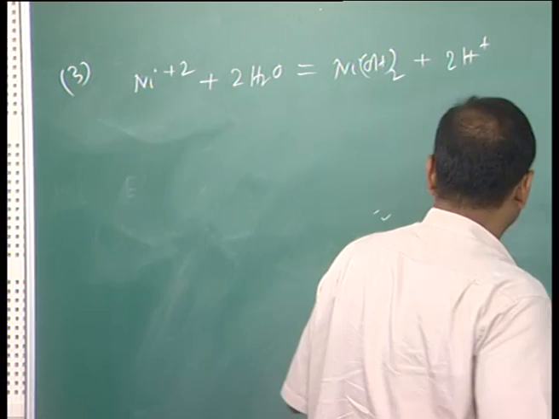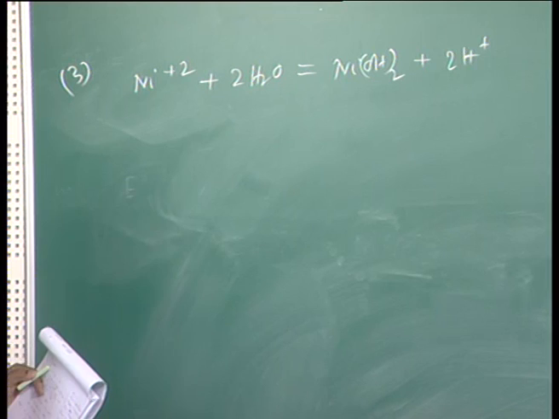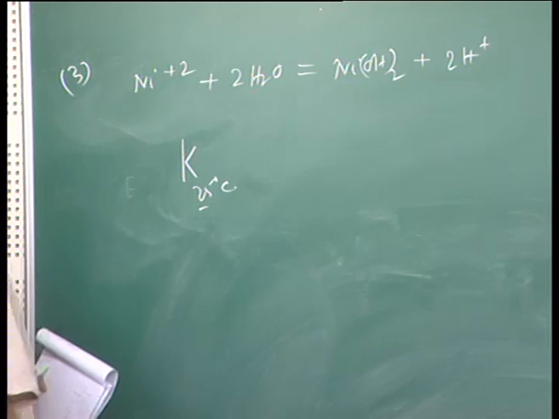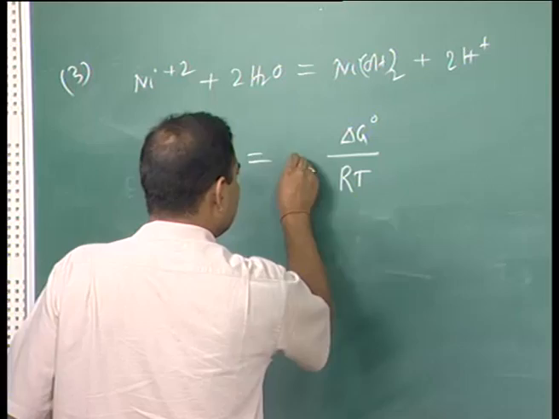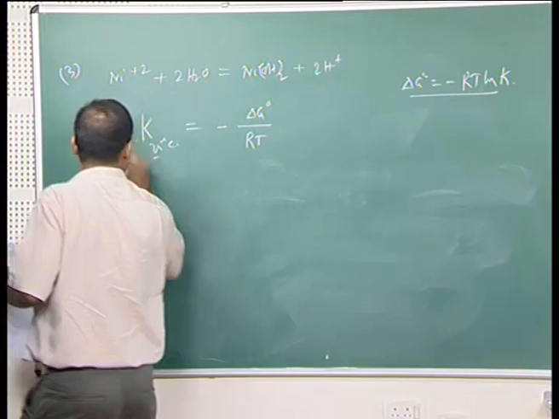Now this reaction, if I would like to see, we can make use of all the thermodynamic data. For this reaction I can calculate the equilibrium constant at 25 degree Celsius, because we have considered 25 degree Celsius in the beginning. So that should be equal to del G0 by RT with a minus sign, because del G0 equals minus RT ln K. So this is ln K.